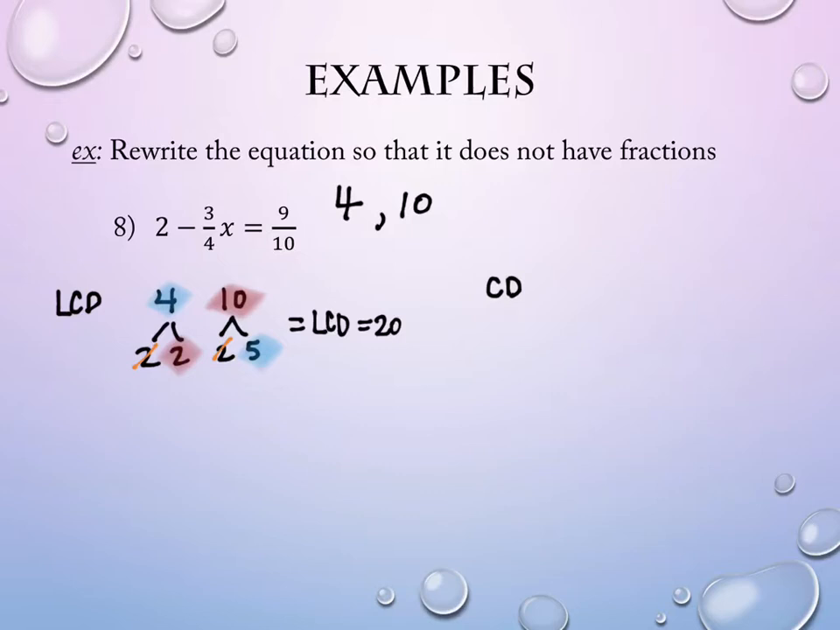There's actually lots of ways to do least common denominator, but that is one of them. What we're going to do is take the entire equation and multiply each separate term by 20. So we're going to multiply 2 times 20 minus 3 over 4 times 20. And if you want to write it as 20 over 1 because it's fractions, you can do that. Equals 9 over 10 times 20 or 20 over 1.